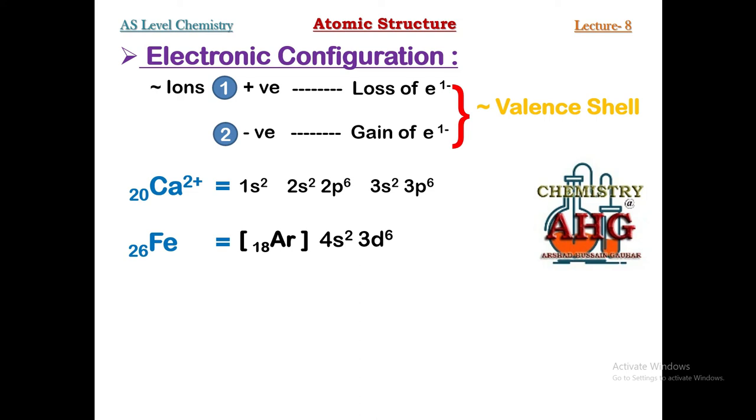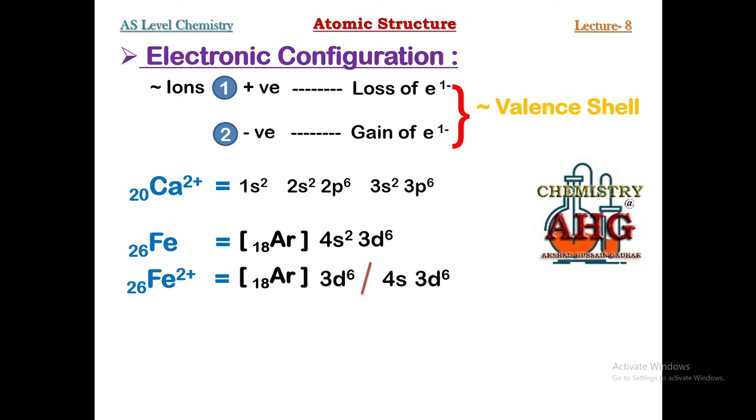Now if you are given the Fe2+ ion and you are asked to write the electronic configuration, can you guess what the electronic configuration of Fe2+ will be? Okay, let's see whether you have guessed it correctly or not. For Fe2+ the electronic configuration will be Ar18, 3d6, or you can also write it like this: Ar18, 4s0, 3d6. Now what is the problem?